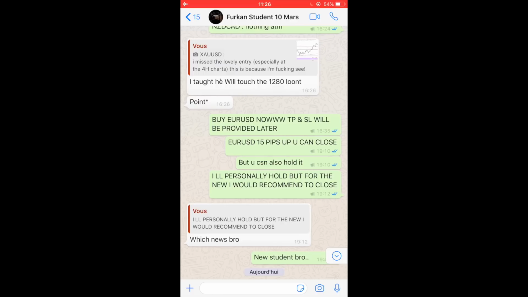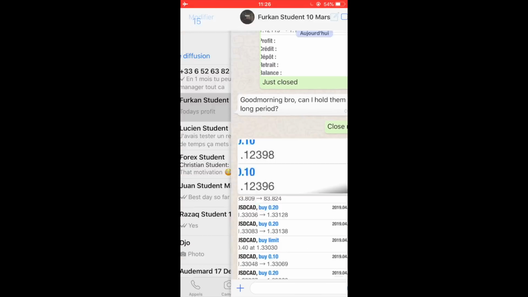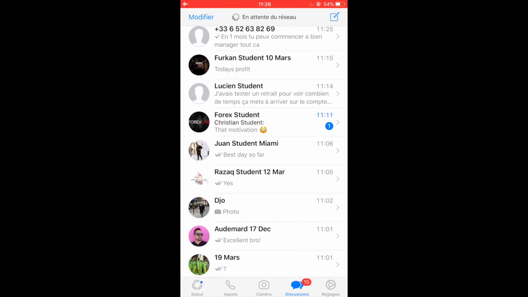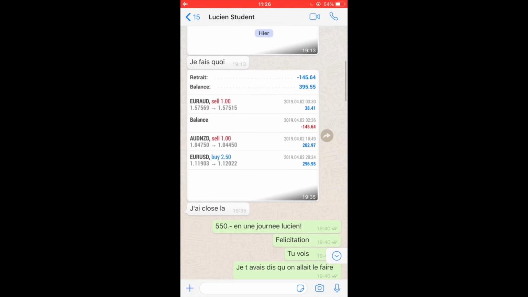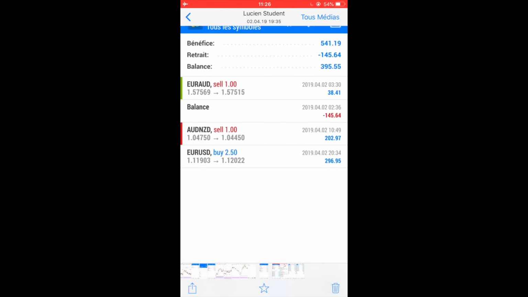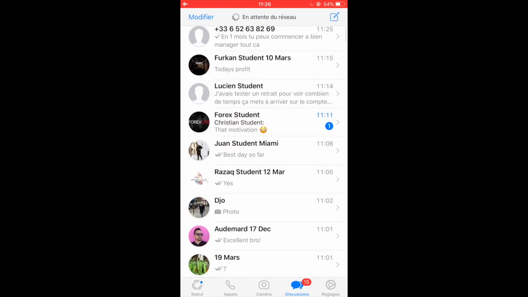Euro USD is 50 pips up. You can close now, but you can hold it. I will personally hold. So yeah, we're good. You can see he's making good money. We had Luchent, who made a good amount of money with Euro USD, 296 euro. He made 541 in days with us.